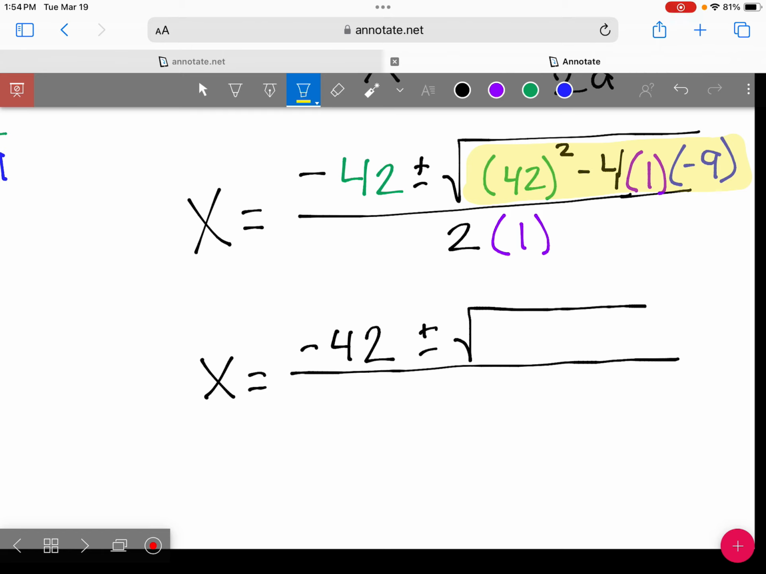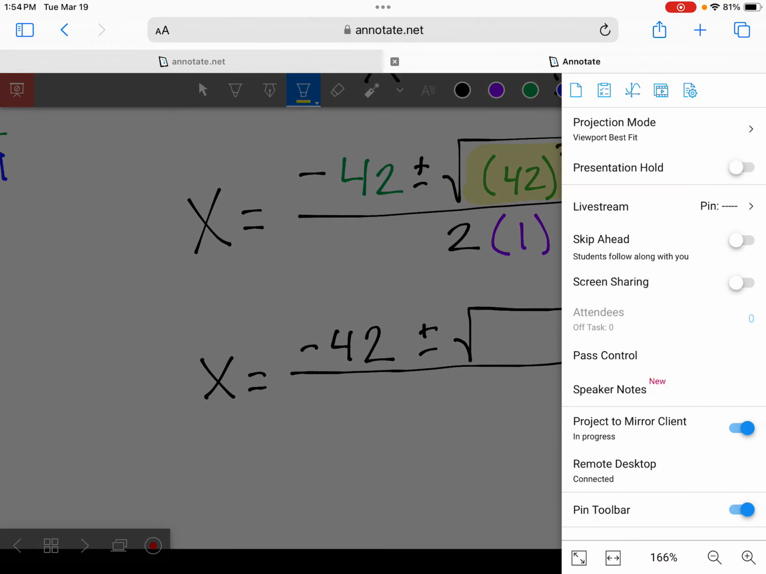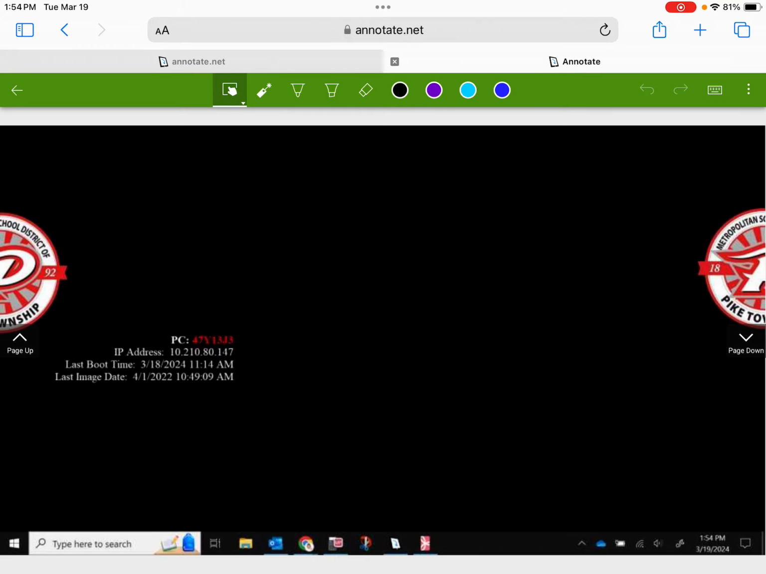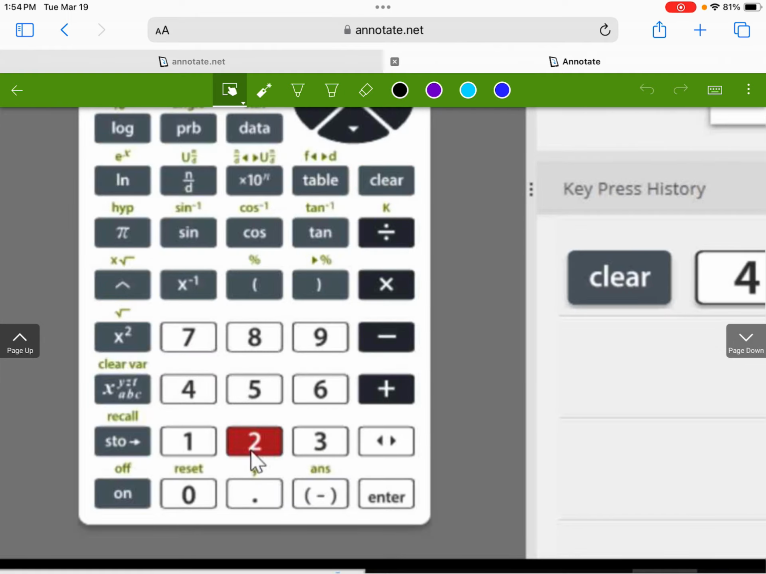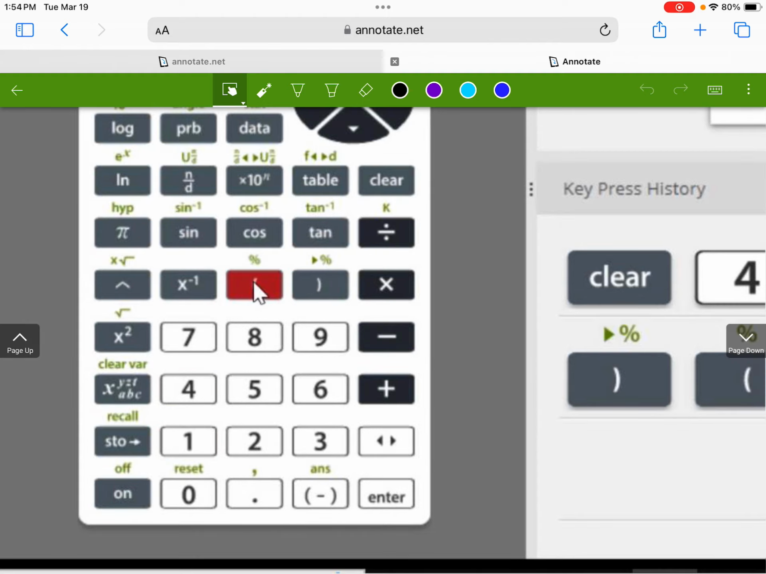So I'm gonna simplify that. We're gonna do our 42 squared minus 4 times 1 times negative 9. And we're gonna type that in our calculator. 42 squared minus 4 times 1 times negative 9. And we get 1,800.